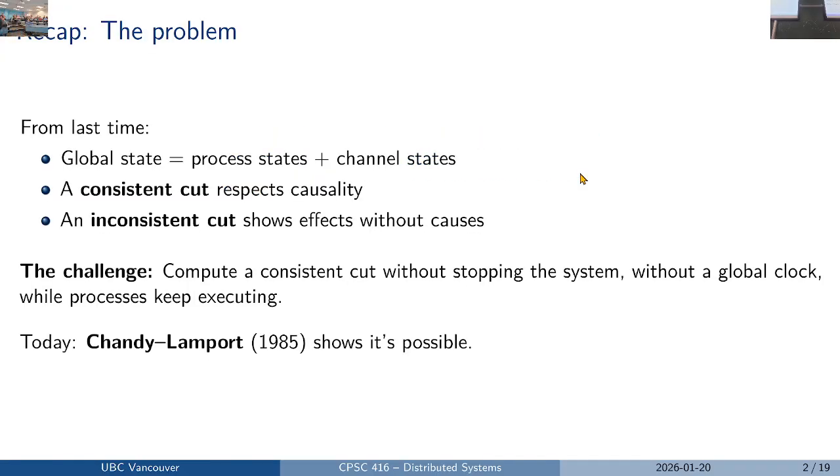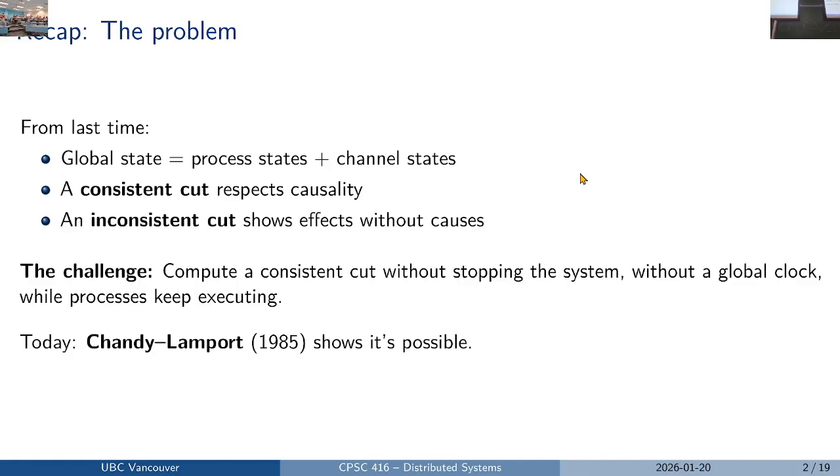So last time we talked about consistent cuts, and I left you with the question of how can you actually build this? How can you actually implement this? And so today what we're going to do is talk about a technique that was introduced in 1985 that describes a way to do this.